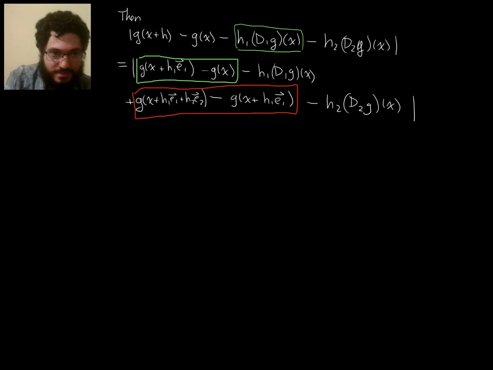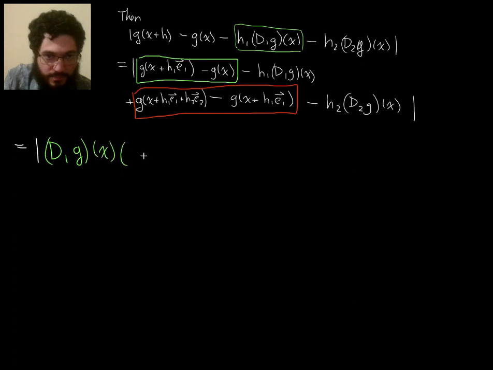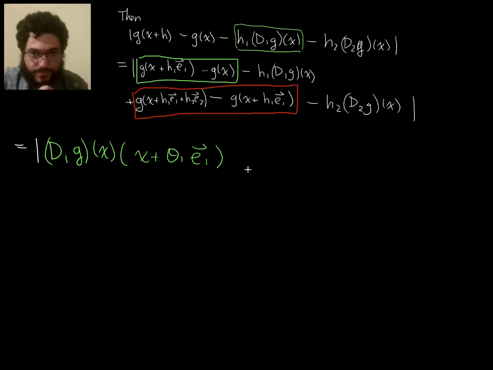I have this now. So the green part is now d1g(x + theta1 e1) times h1.